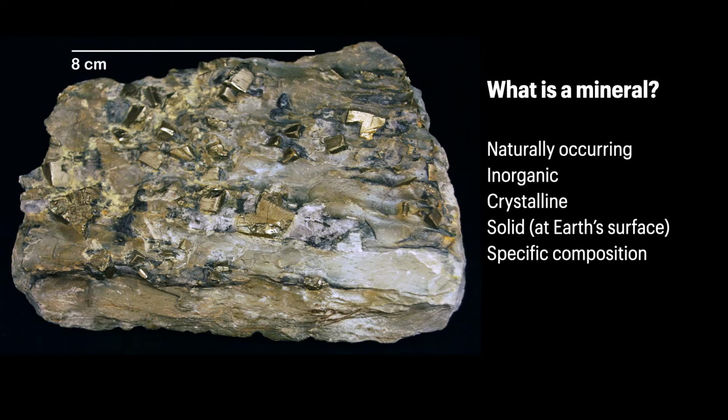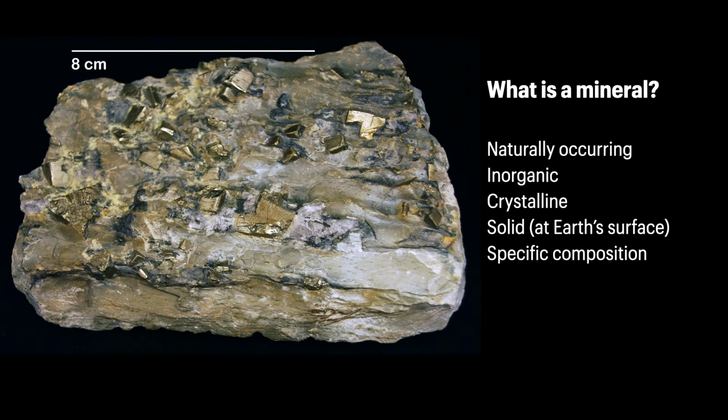And then it has to have a specific composition. What we mean by that is every time you find a piece of pyrite, it's pretty much going to have the exact same composition. It's going to be iron and sulfur. And all minerals are like that. They might have some small variations that occur, but in general, they have a specific composition that's the same every time. If you don't fulfill these requirements, you're not a mineral. You might be something like coal or obsidian or materials that are mineral-like, but they're not true minerals because they don't fulfill these 5 requirements.